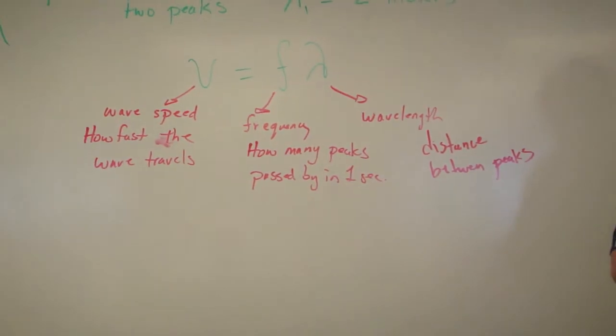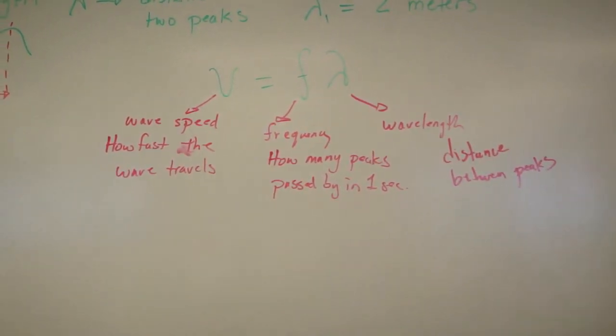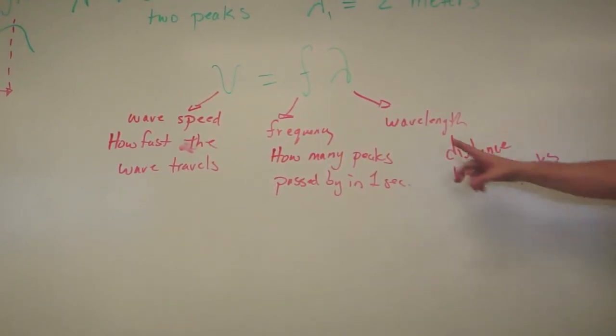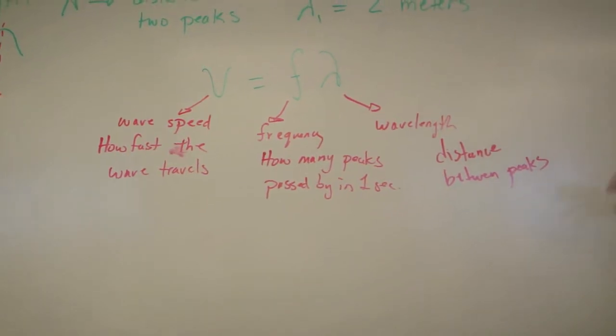This equation has a name. It's called the wave speed equation. Duh, because it describes the speed of the wave. And it's equal to the frequency times the wavelength. This is the big idea I want you to know.